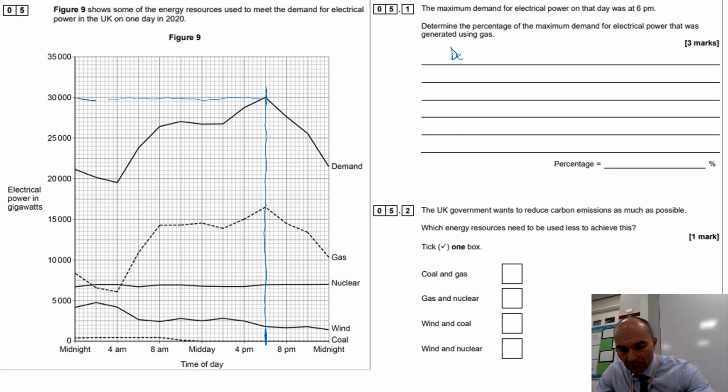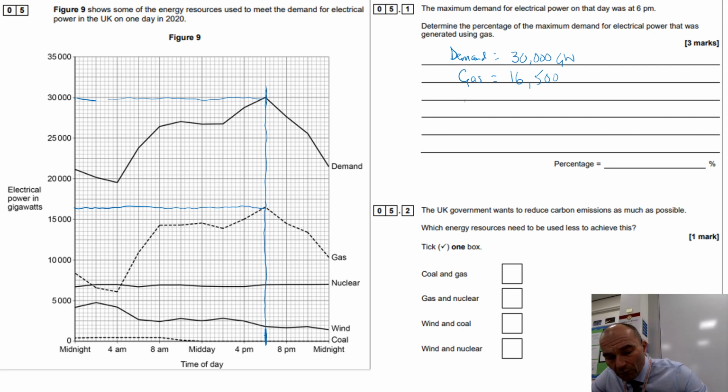So the total demand equals 30,000 gigawatts. Now we need to look at gas, that's what we're interested in. If we go up and then go across, and again, this is where you need to be using your ruler. And you should see that this comes out as being 16,500 gigawatts. So 16,500. Now, you get a mark just for picking up those numbers off the graph. So it's important that you do that properly.